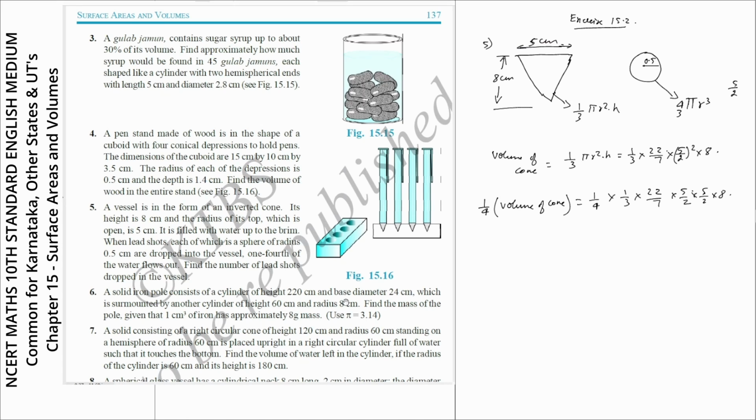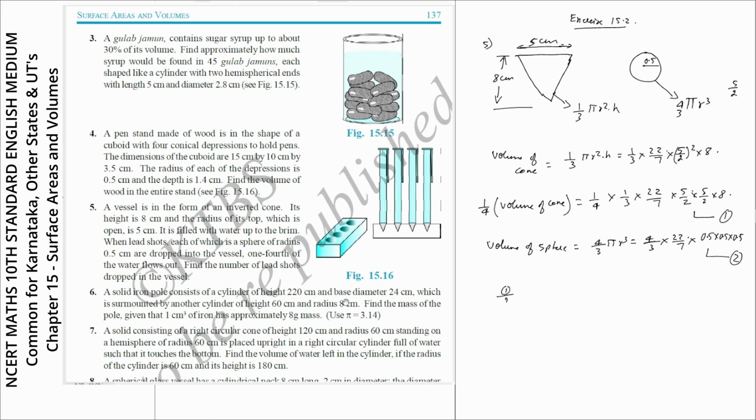Now what is the volume of sphere? Given by 4/3 pi r cube. So this is equal to 4/3 into pi, 22/7, into r. What is the radius? Radius is 0.5. So 0.5 into 0.5 into 0.5. Now this I'll take as 1, this I'll take as 2. Now if I divide 1 by 2, I'll get the number of spheres.